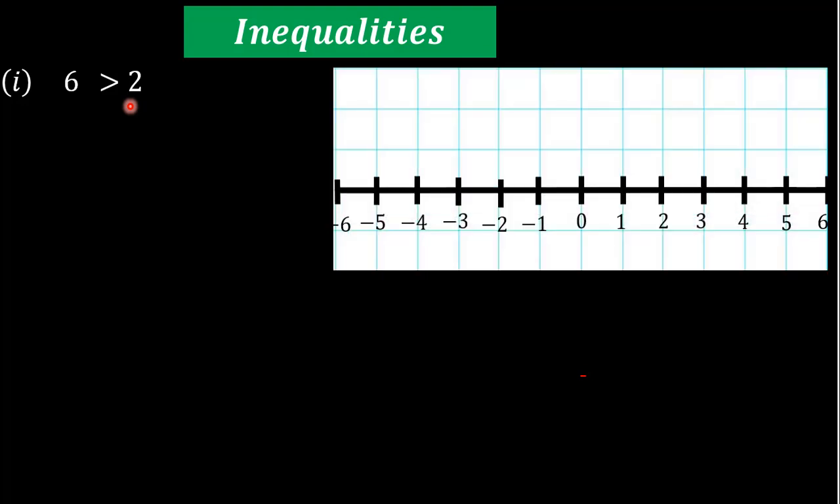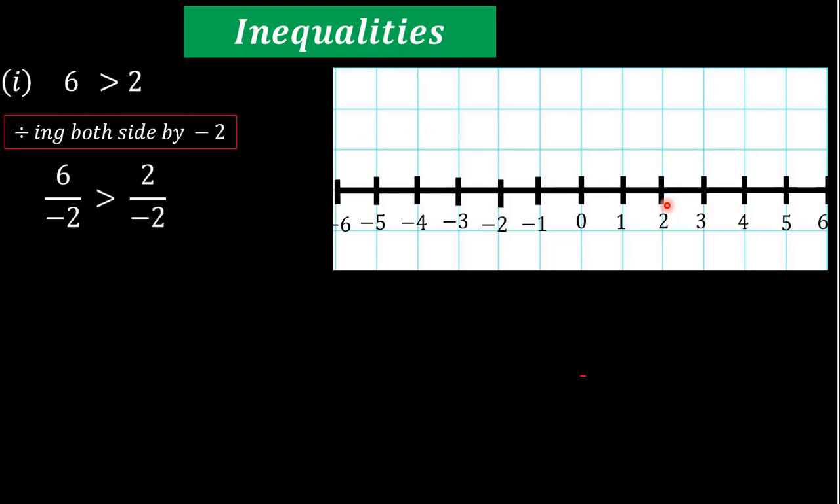Let us consider a number 6 is greater than 2. Remember this symbol, it represents greater than. If I draw them on the number line, students, we see that 6 is towards the right of the number 2. Hence, 6 is greater than the number 2. Now what we are going to do is divide 6 and 2, means both sides of the inequality, with minus 2. So our equation becomes 6 over minus 2 is greater than 2 over minus 2.